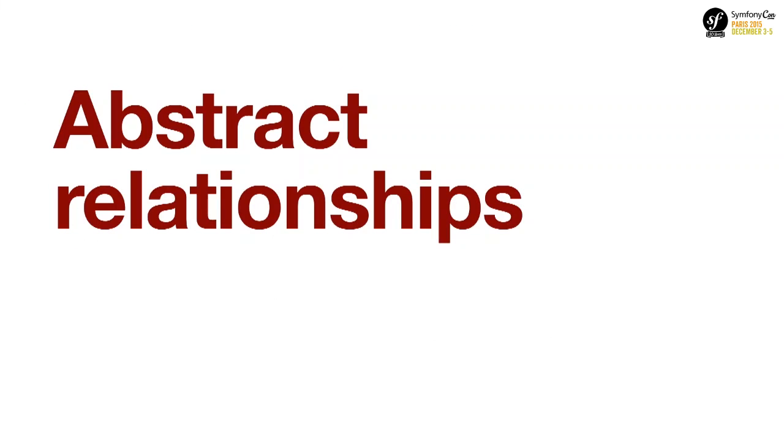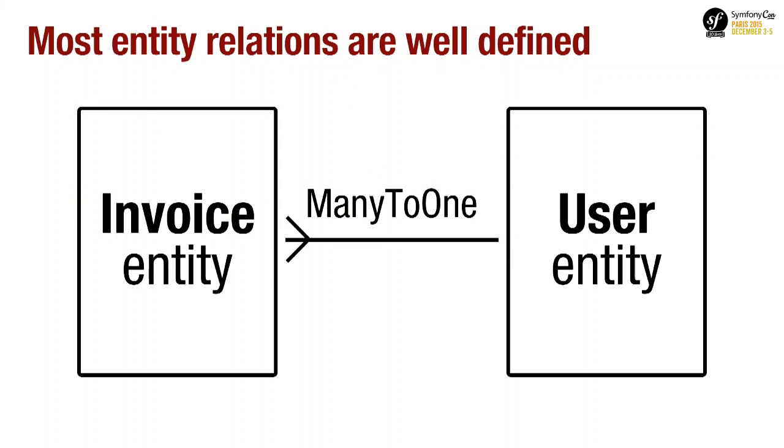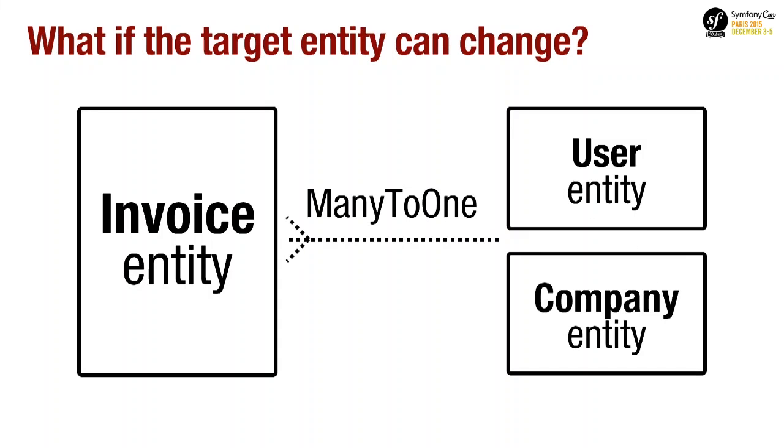Okay, the second topic about Doctrine, abstract relationships. It's easier than it sounds, okay? Usually you have a relation between entities well-defined, like this one. You have an invoice, you have a user entity, and you have a many-to-one relation, okay? But sometimes you have this. You have an invoice entity, and then it is related, again, many-to-one, but sometimes with a user entity, and some other times with a company entity.